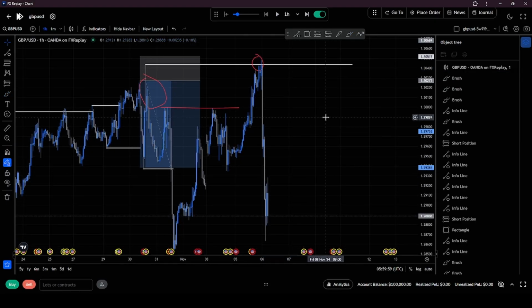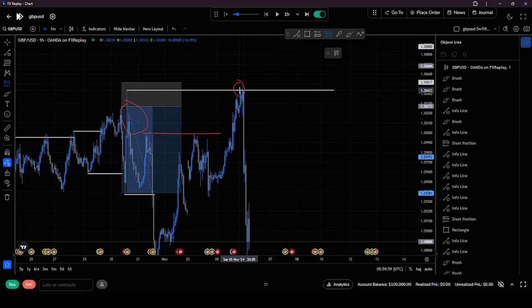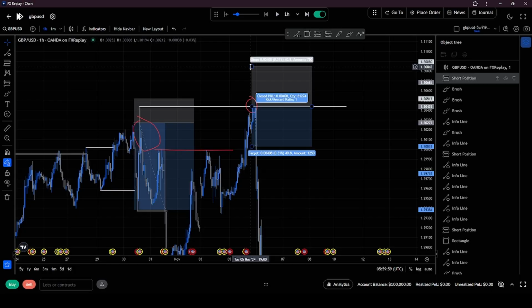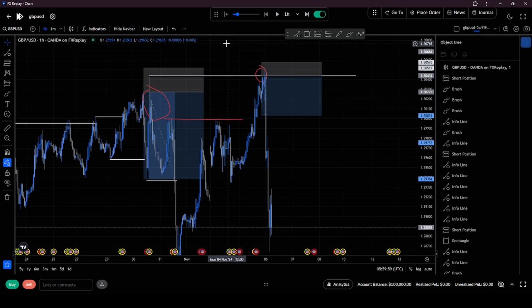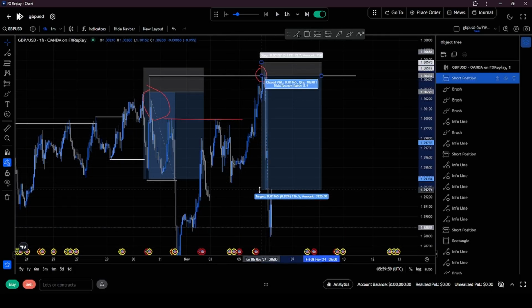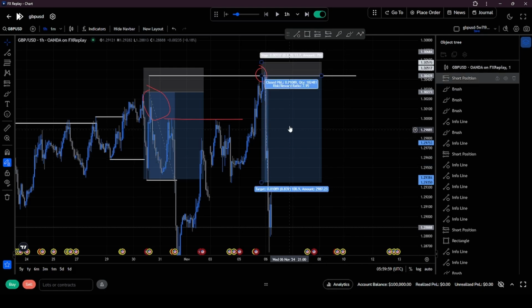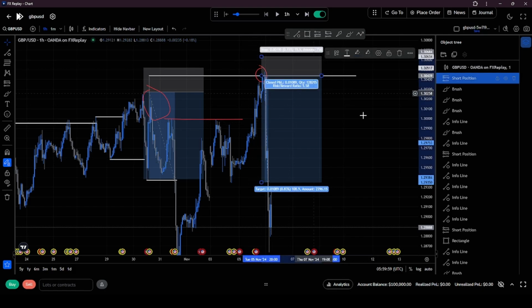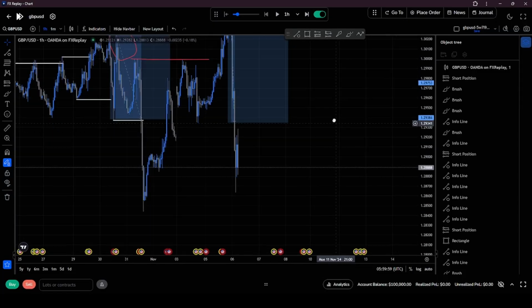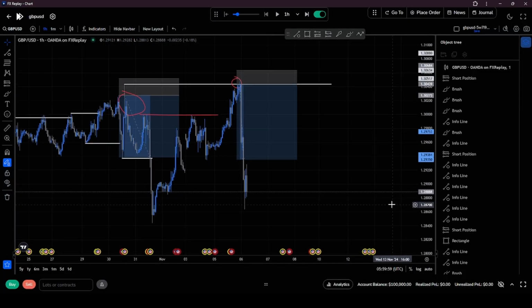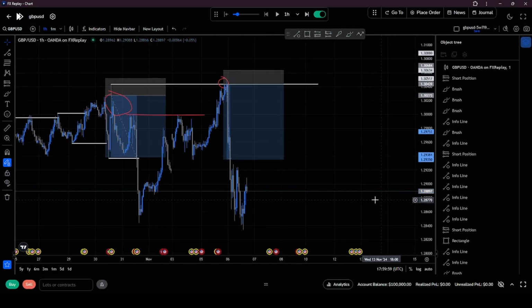You see, we took that major inducement out. All right. We took that major inducement out, then sold for 1:7, 1:5 risk to reward. Okay. So let's play price for it.